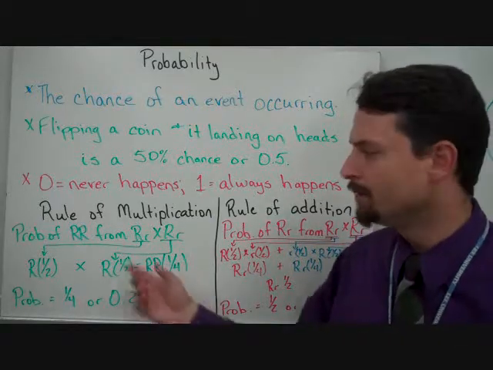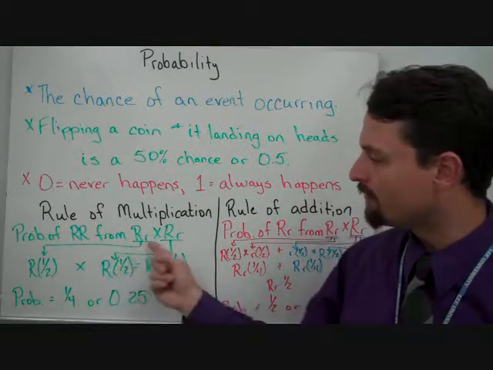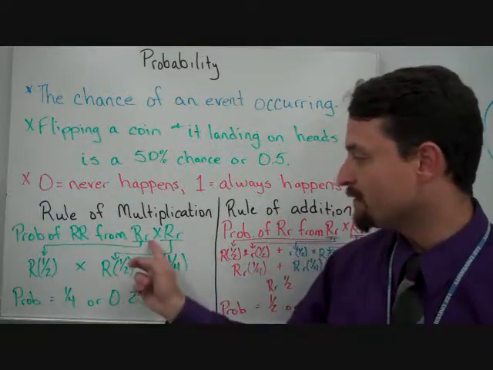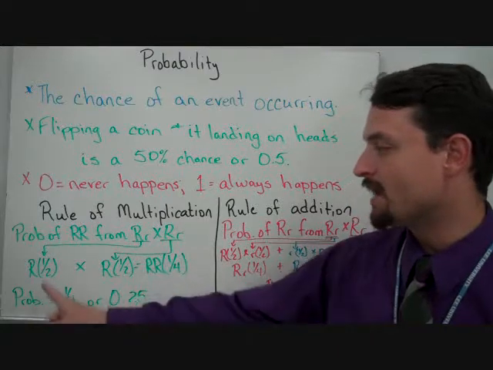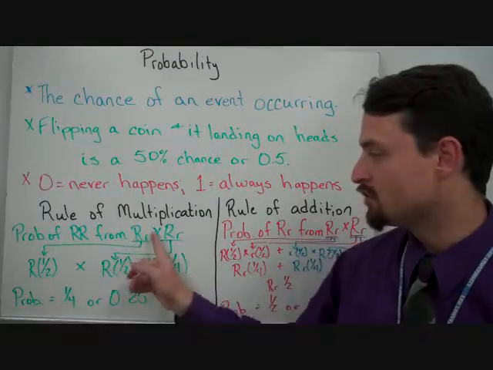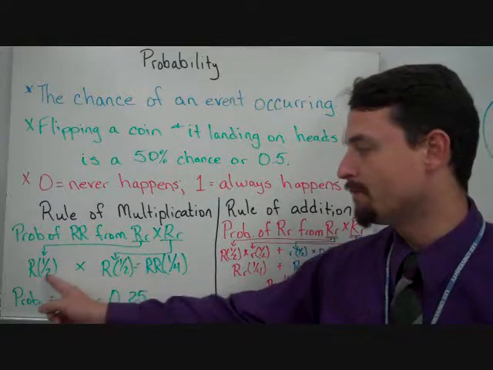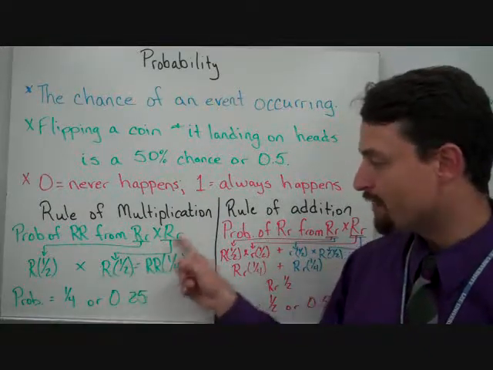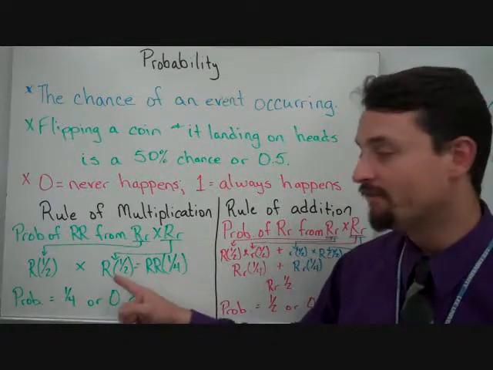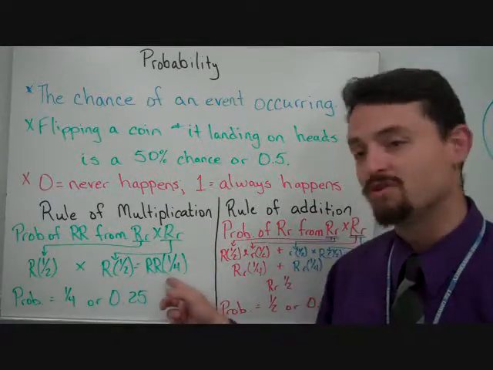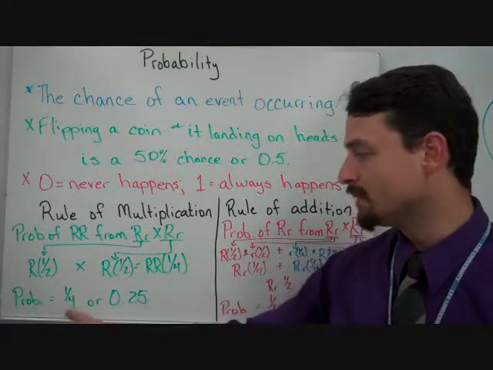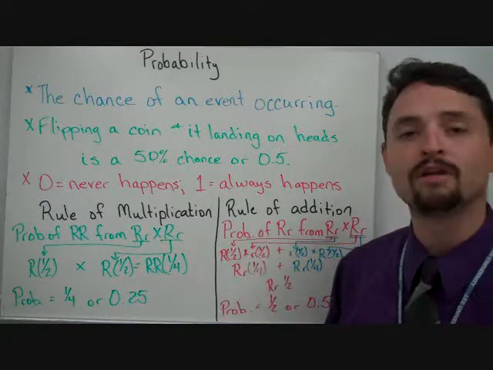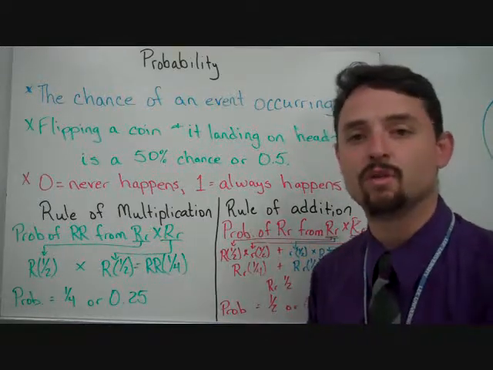So for this example, the probability of getting big R from a big R little r and a big R little r parent: well, the big R coming from this parent, you would have a 0.5 chance because there are 2 options, big R and little r. So the probability of getting big R from that parent is half. The probability of getting big R from the second parent is also half. When you multiply 1/2 times 1/2, you get 1/4. So the probability is 1/4 or 0.25. And if you did a Punnett square, that would be the same thing you would find.